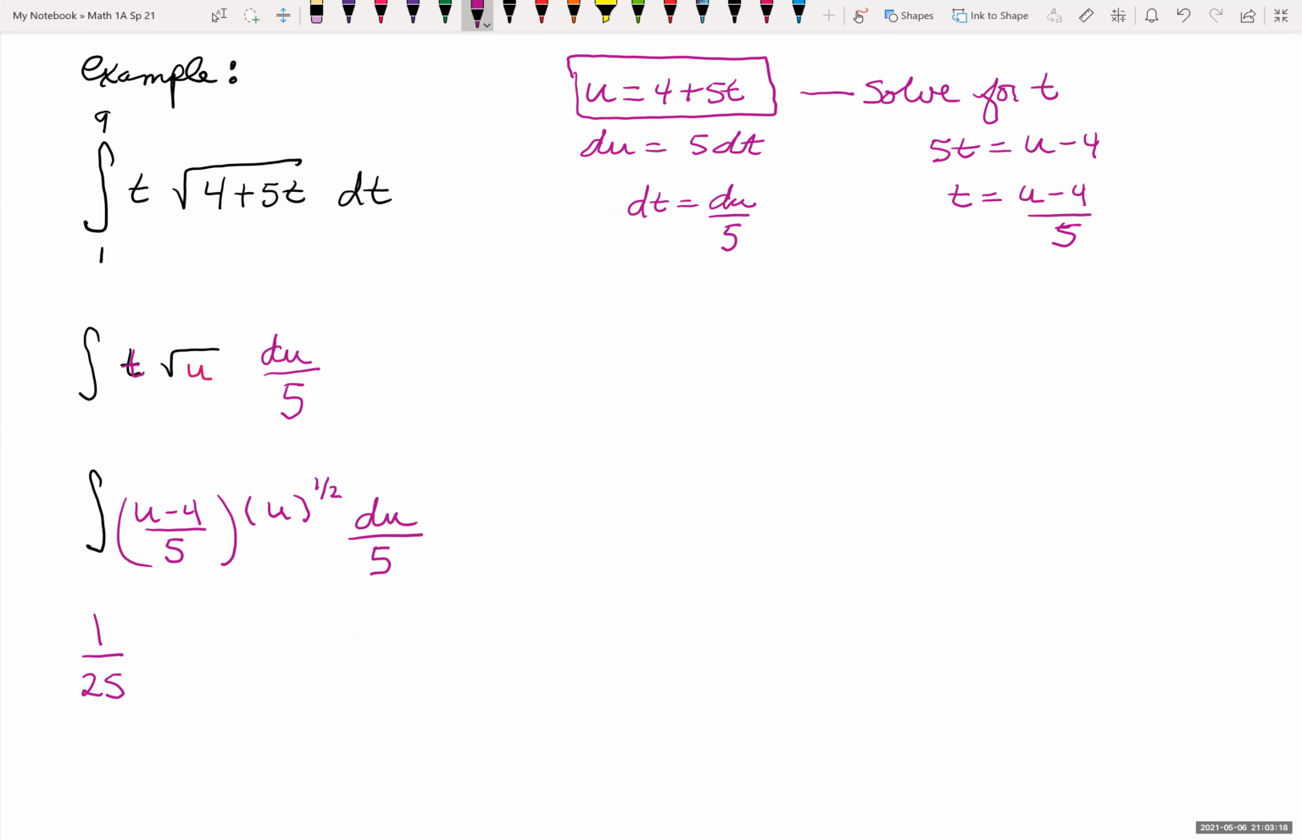And we can also distribute that u to the 1/2 power and use rules of exponents. So u to the 1st power times u to the 1/2 power. Adding my exponents, so 2/2 plus 1/2, that's u to the 3/2 power. And then minus 4 times u to the 1/2 power. So 4u to the 1/2 power.